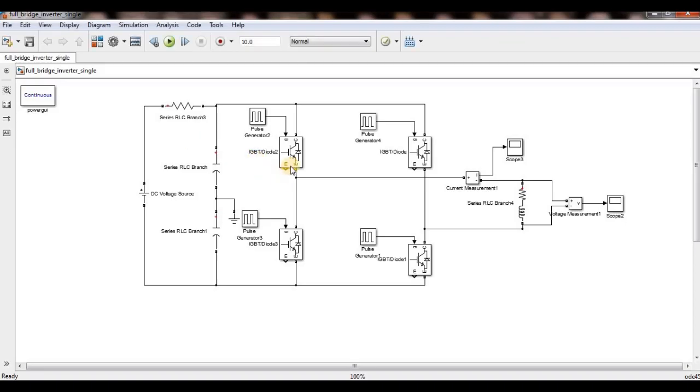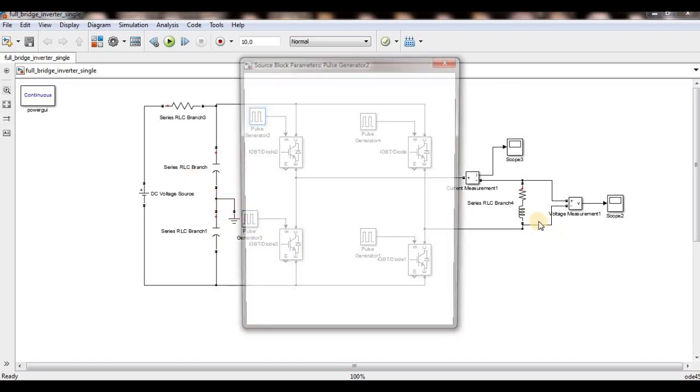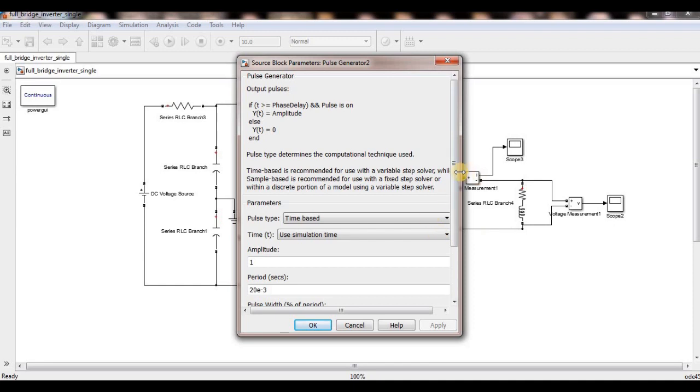In the MATLAB Simulink inverter model, the two opposite switches have the same pulses. These two pulses are the same and these two pulses are the same. So these two switches can be switched on at the same time, and these two can be switched on at the same time. Actually these capacitors are not required here, but I am providing them for understanding purposes. Here I provided the neutral or ground, but there is no ground on the load side.